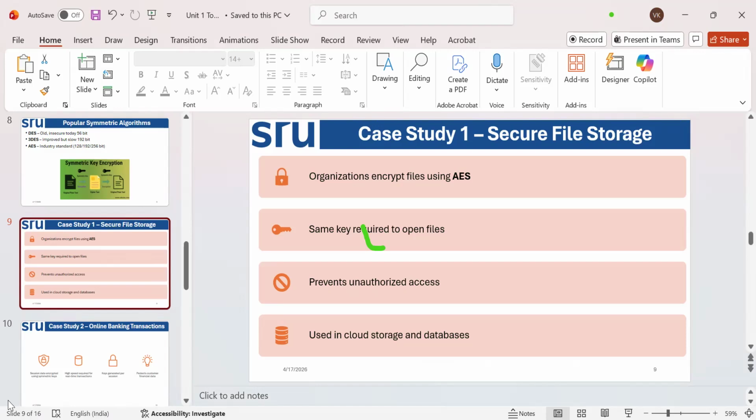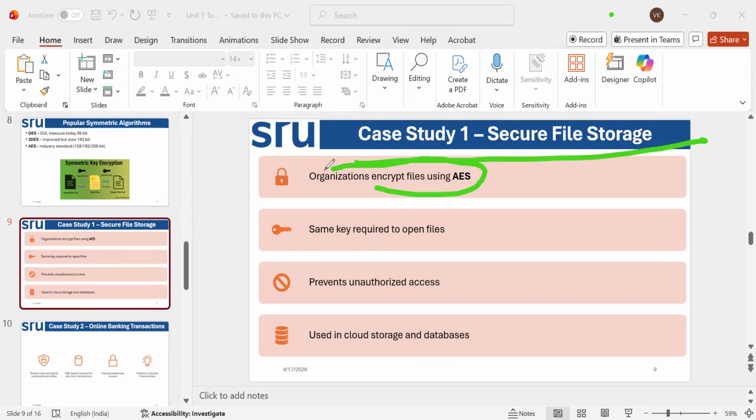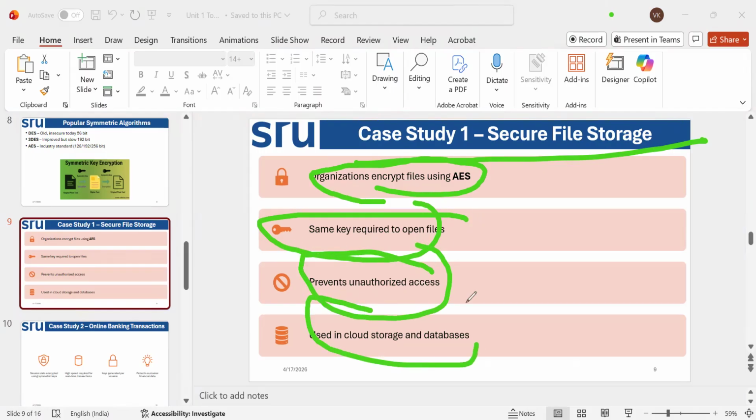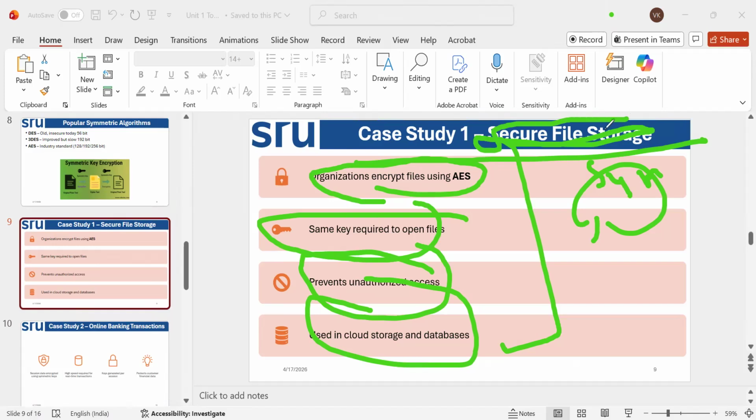Next slide, that is a case study. Now we understood what symmetric cryptography is, what algorithms are used, when it was developed, how it started, and how it works. Let's see the first case study: secure file storage. An organization encrypts files using AES, and the same key is required to open the files. This prevents unauthorized access and is used in cloud storage and databases. We understood how to secure files with the help of AES.